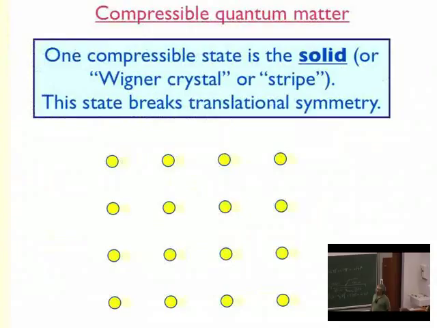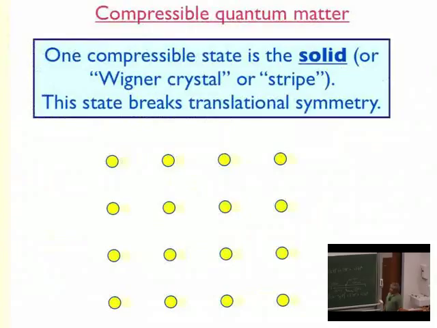And this is obviously compressible because when you change the chemical potential, you just squeeze the crystal a little bit, you put a few more particles at the edge, and the density changes continuously. But the trouble with this state, of course, is that it breaks translational symmetry. And let's say we don't want to break any symmetry.